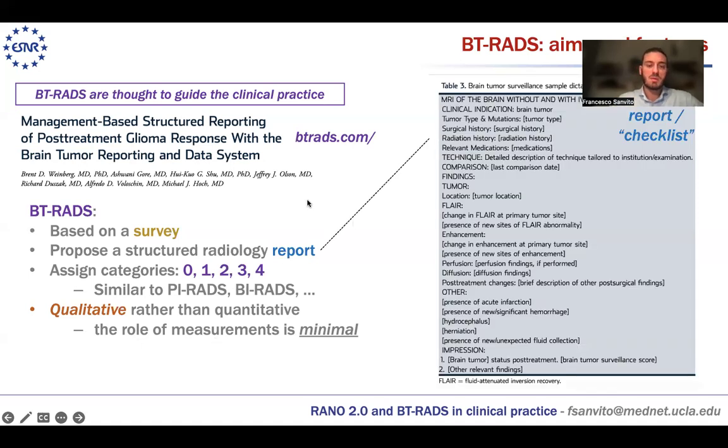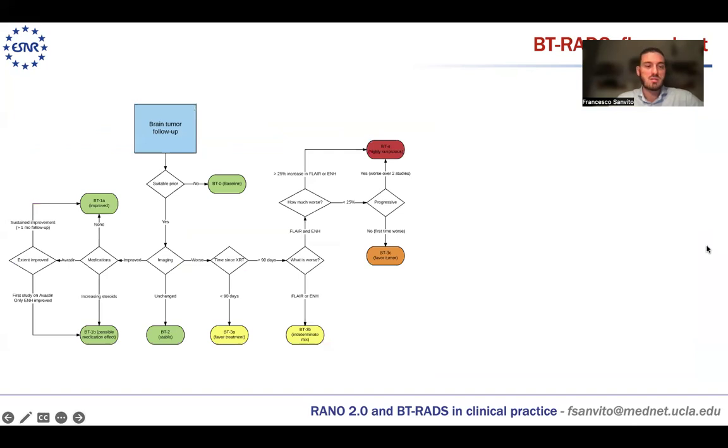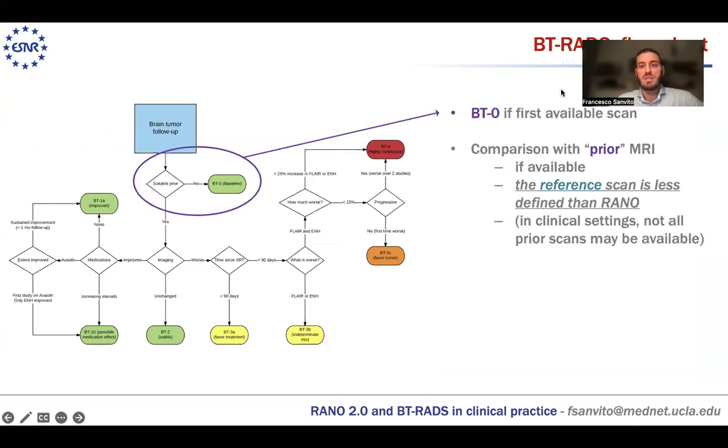And an important aspect of this proposal is to use structured radiology reports to make sure that you cover all of the important aspects. You can at least take a look and use it as a checklist that you included and considered all the aspects that they suggest. The first thing that caught my attention is that there is a BT0 class in case that's the first scan available. And then it's not strictly defined, but it looks like you compare everything else down the line with this BT0 scan, which is dramatically different from what is suggested in RANO 2.0.